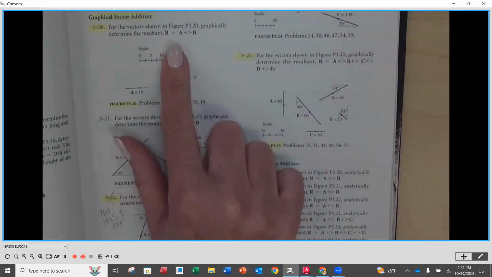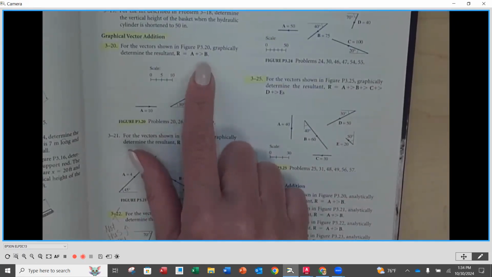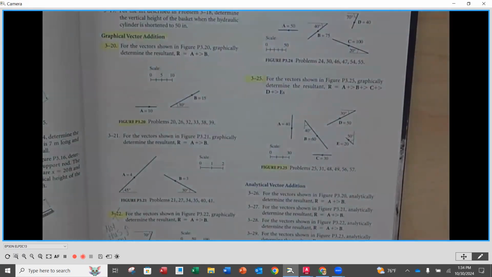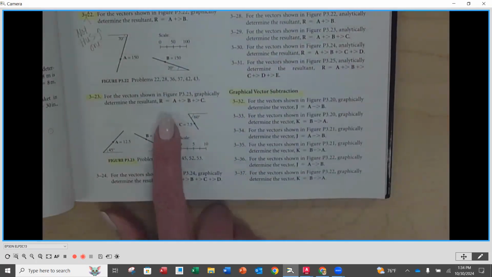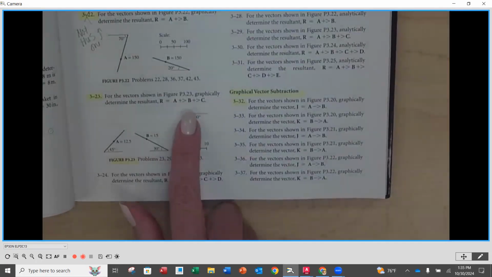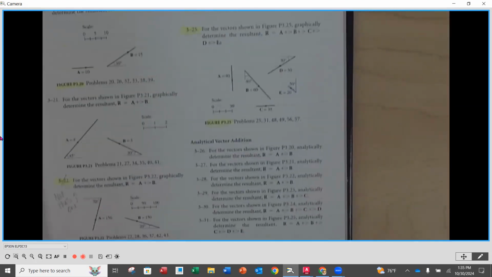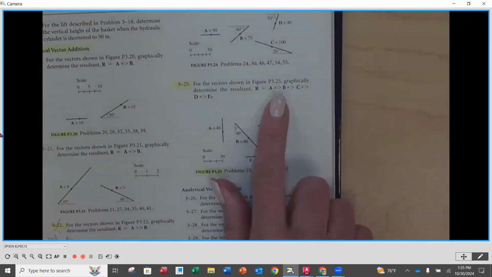For the first one, it says the resultant is equal to A plus B. So start your origin with A and add tip to tail B to it to determine what the resultant is. Then for 323, they're doing these three vectors, A plus B plus C, so you have to do it in that order. And then 325, A plus B plus C plus D, and then plus E. So those are the first three problems.